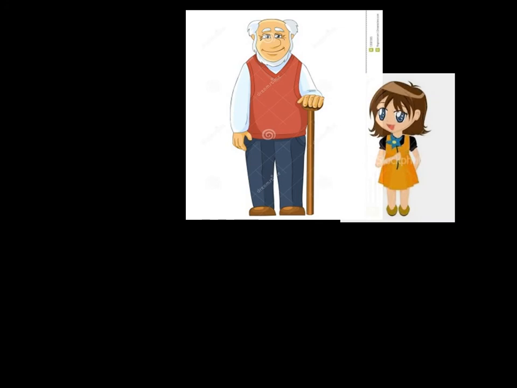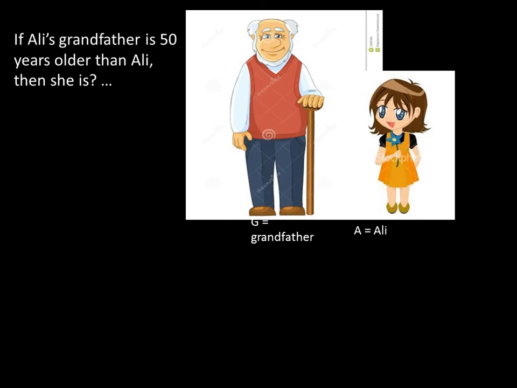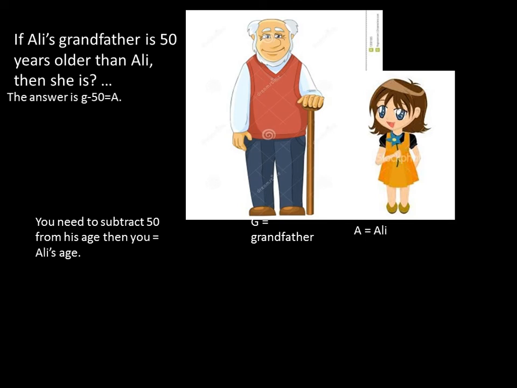Now there's a grandpa and his granddaughter. G equals grandfather. A equals Allie. If Allie's grandfather is 50 years older than Allie, then she is. You need to subtract 50 from his age, then you equal Allie's age. The answer is G minus 50 equals A. That's fancy.